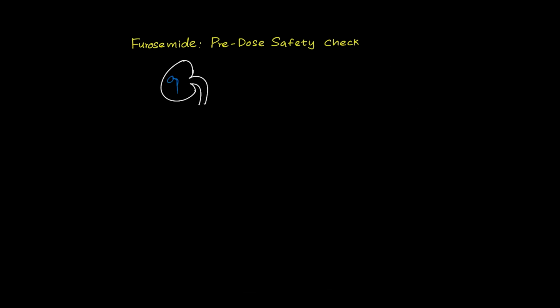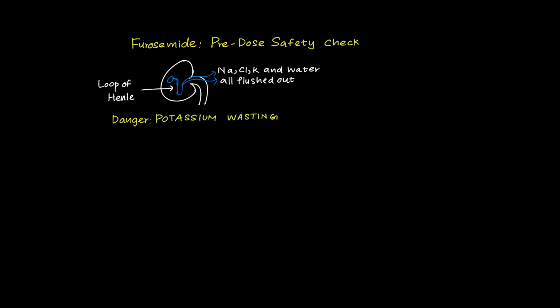Furosemide is a loop diuretic. It works in the loop of Henle and it's aggressive. It pulls out sodium, chloride and potassium along with the water. The big danger is potassium wasting. Low potassium causes cardiac dysrhythmias, and that risk is amplified in a diabetic client who may already have cardiac complications lurking. You need to know the potassium level before you give another dose that's going to pull more out.